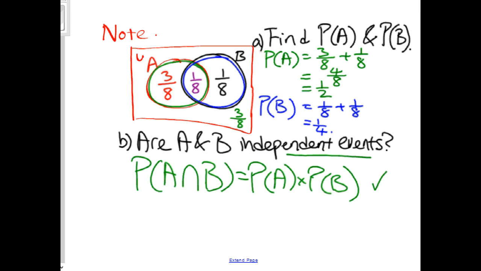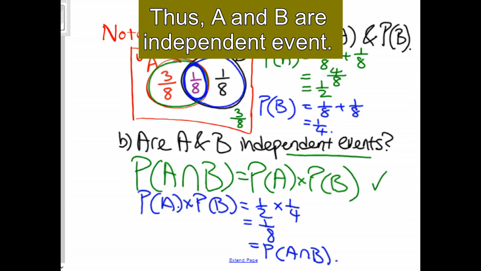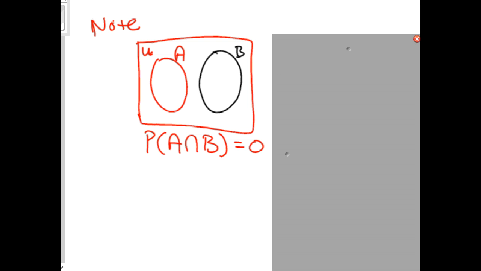So now we have to use this number and check what is the probability of A times the probability of B. Well, we have half times a quarter, which is 1/8, which is precisely this area over here. So this is equal to the intersection of A and B. Let's look at another example.